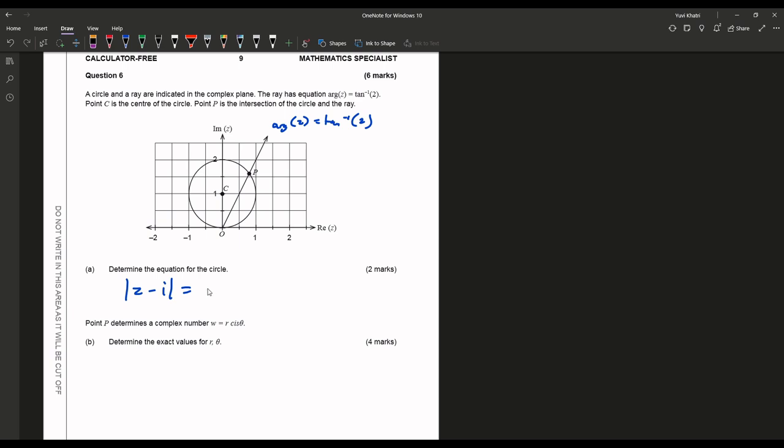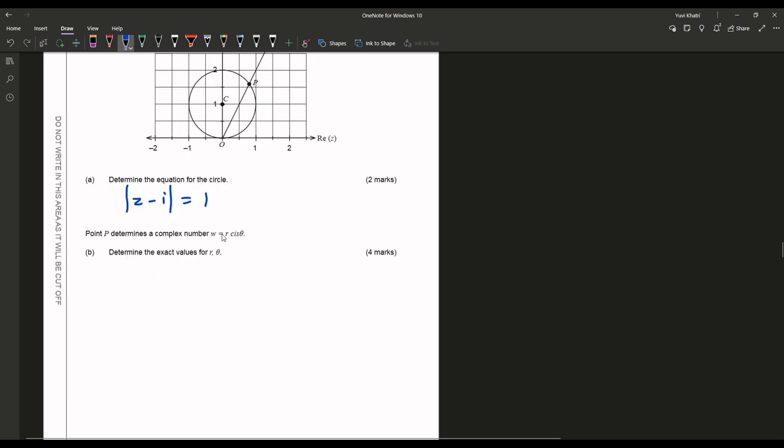And because, well, it's going to be z minus i, because it's moved up 1, that's z minus i. It's going to be a magnitude because it's a circle. And it equals 1 because the circle has a radius of 1. Radius is 1, so it equals 1. That's part A done.